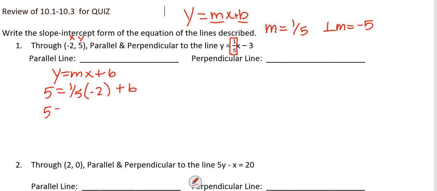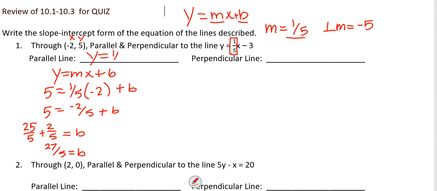So this is going to be 5 is equal to -2/5 plus b. Now, when I try to combine these terms, I'm going to multiply the top and the bottom by 5/5, and I'm going to add the 2/5 because I'm moving it to the other side of the equal sign. So that's going to give me 27/5 for my b. Now, once again, I'm going to plug my b and my m back into the equation for a line. So y is equal to 1/5 x, and then we're going to put this b back up there, so that's going to be 27/5.